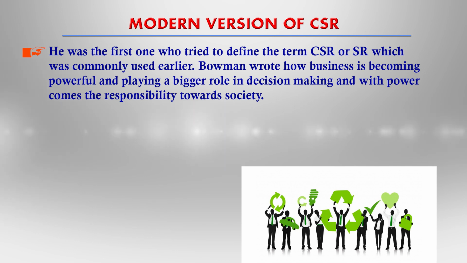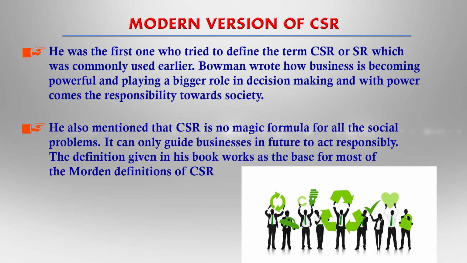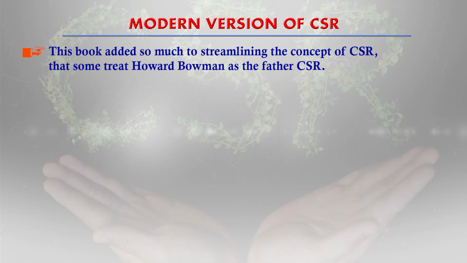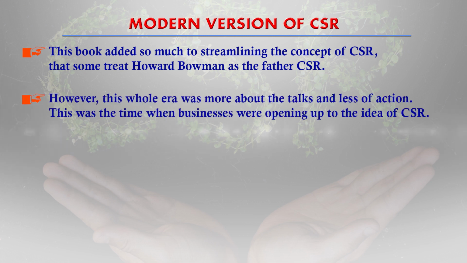Bowman wrote how business is becoming powerful and playing a bigger role in decision making, and with power comes responsibility towards society. He also mentioned that CSR is no magic formula for all the social problems. It can only guide businesses in future to act responsibly. The definition given in his book works as the base for most of the modern definitions of CSR. This book added so much to streamlining the concept of CSR that some treat Howard Bowman as the father of CSR. However, the entire era was more about talk and less about action during this initial period. This was the time when businesses were opening up to the idea of CSR.